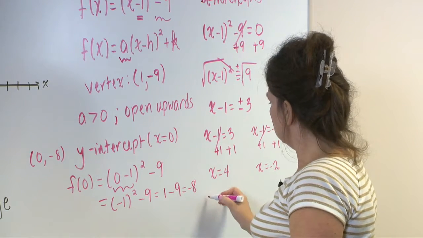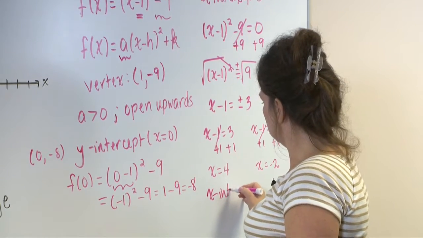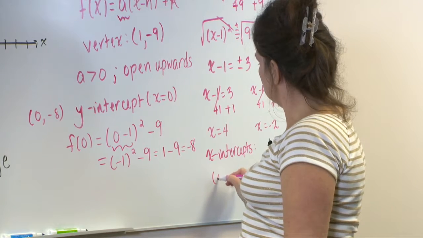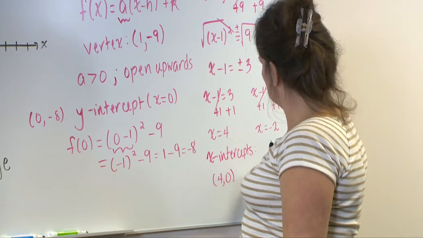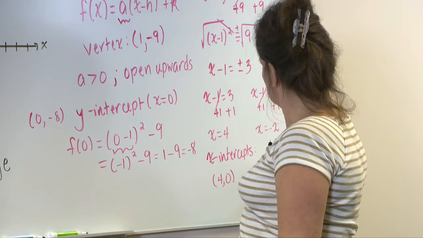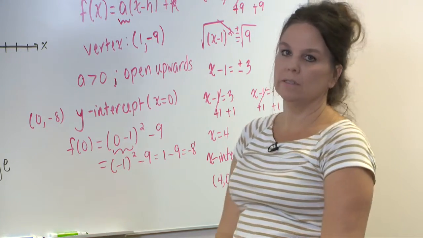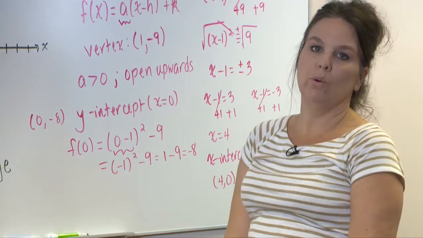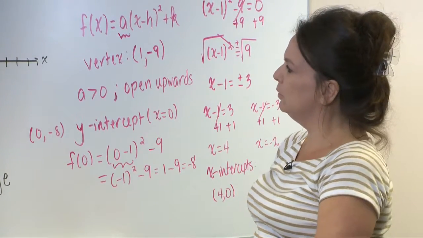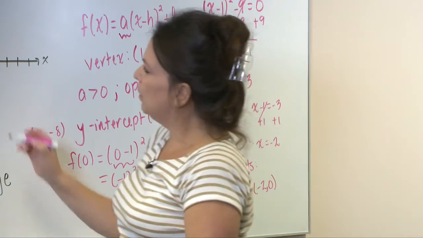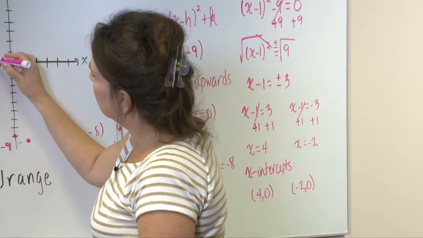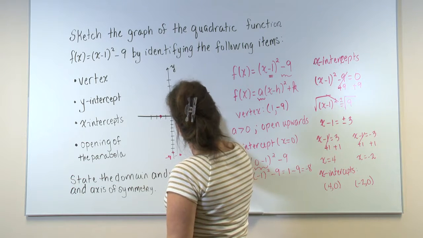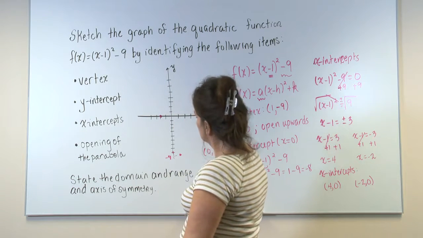This tells us that our x-intercepts are as follows. The x-intercepts are the points (4, 0) and (negative 2, 0). The x-intercept is when y is 0. And they are the ordered pairs (4, 0) and (negative 2, 0). So plot these points. Here we have (negative 2, 0). And here we have (4, 0).